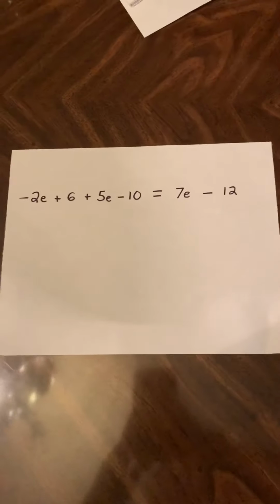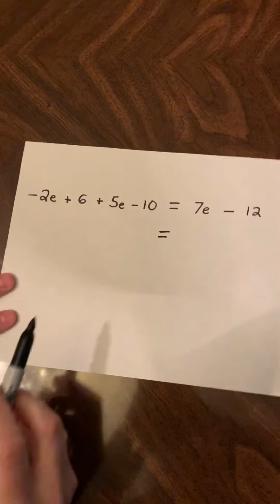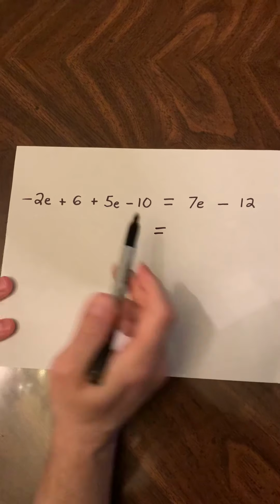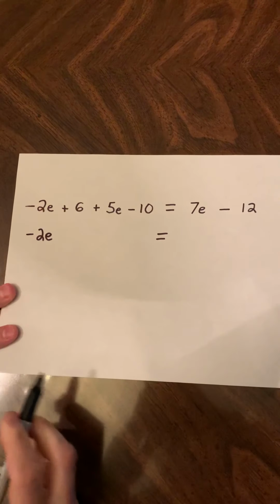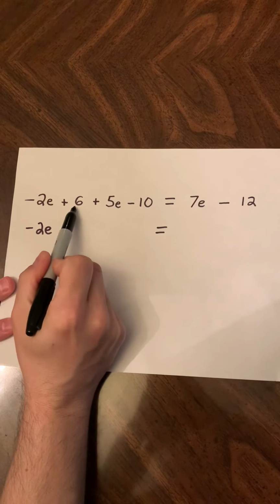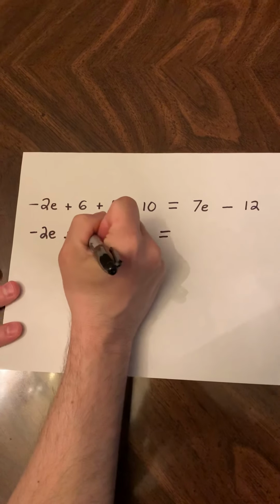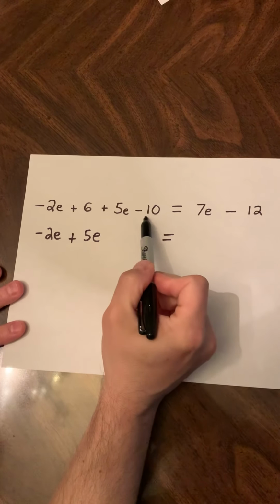So let's do one more example together real quick. Most of my students always like the sorting method a little better. I'm going to do this real quick. I want to get my variables on this side. My negative 2e is already here, so I'm just going to drop it down. That's a constant, so I'm not going to worry about that yet. This is a variable term, and it's already on the left side, so I'm just going to drop it down. And this is a constant, so I'm not going to worry about it yet.